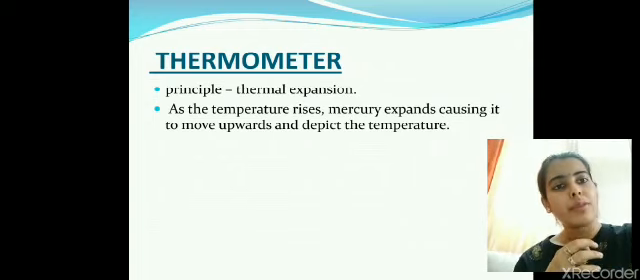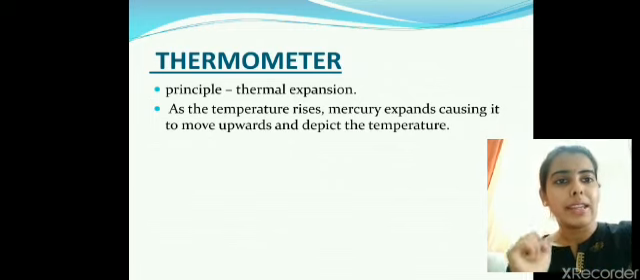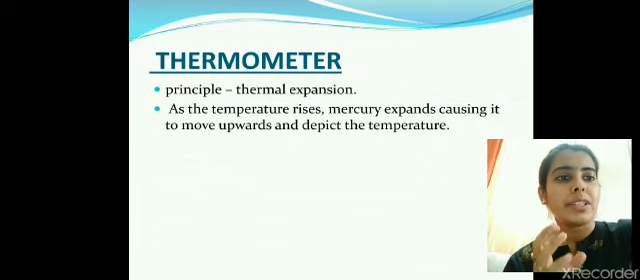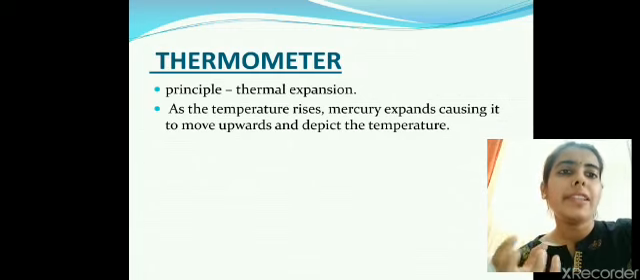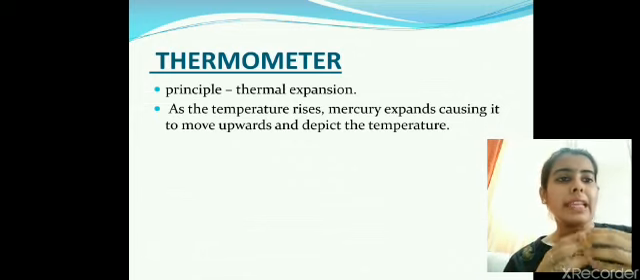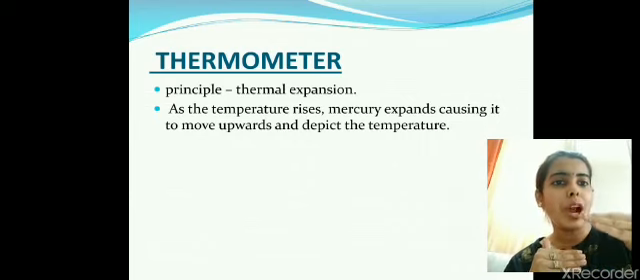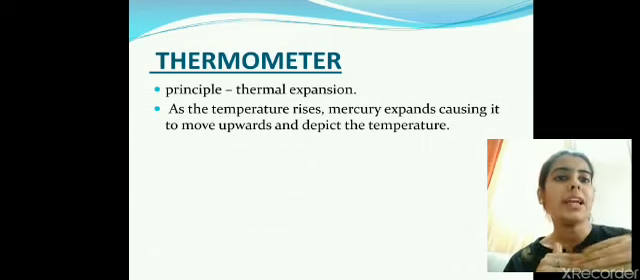Now how does this thermometer work? As you know, a thermometer has a silver line inside it. That silver line is mercury. This thermometer uses the application of thermal expansion. When the temperature rises, mercury starts expanding, because the molecules of mercury are gaining heat energy. So the molecules expand and move upwards and help you to read the temperature.